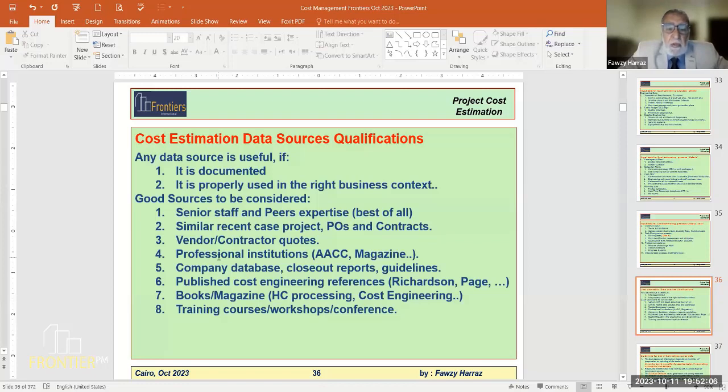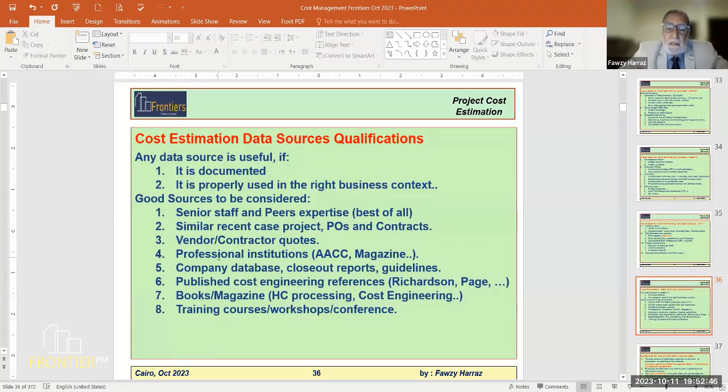Good information sources to be considered are senior staff and peers. Really, this is a very ready, good source of information. The seniors, the project managers, and the project control managers have valuable experience from their long service on the job. And the peers are the professional estimators, the ones doing the same thing as you. If you are an estimator, your peers are estimators from other companies and other projects.